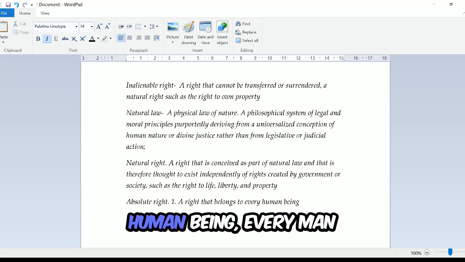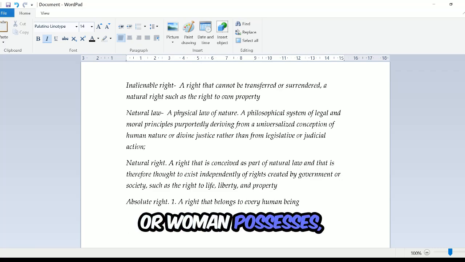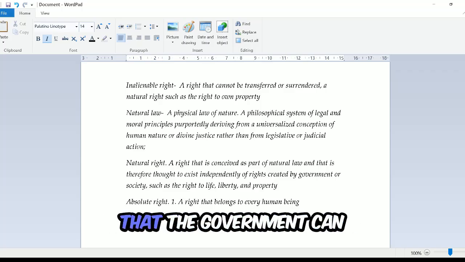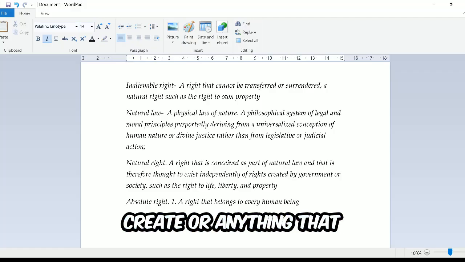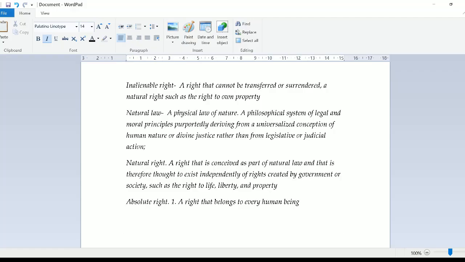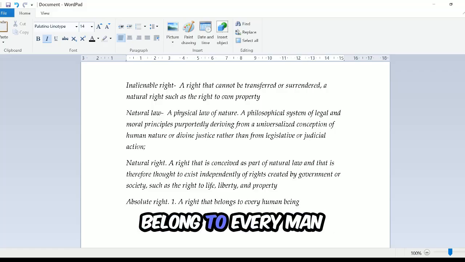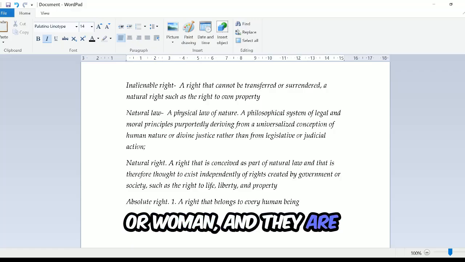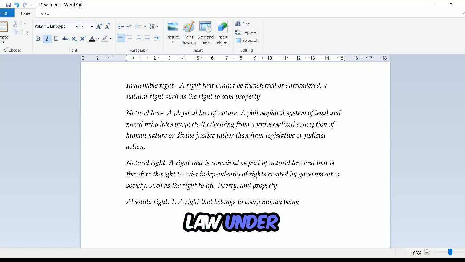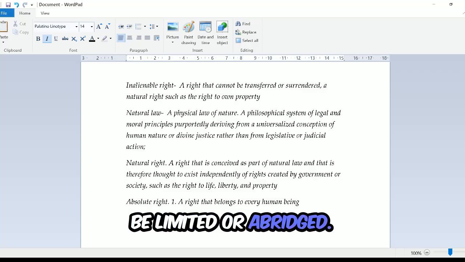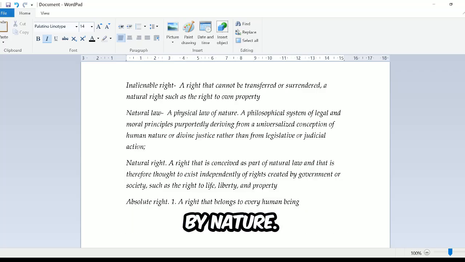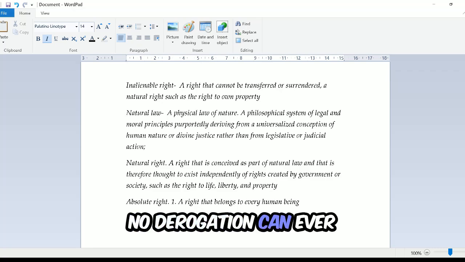It's a right that every human being, every man or woman possesses, and it's not given to them by the government. These rights exist independently of anything that the government can create or anything that the government can do. These inalienable rights belong to every man or woman, and they are recognized in international law under the international order. And these rights can never be limited or abridged. They are non-derogable by nature. No derogation can ever be applied to an inalienable right.